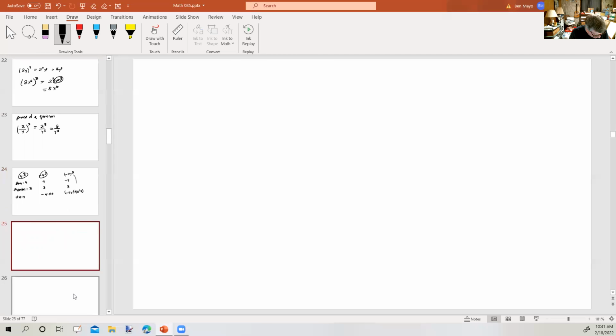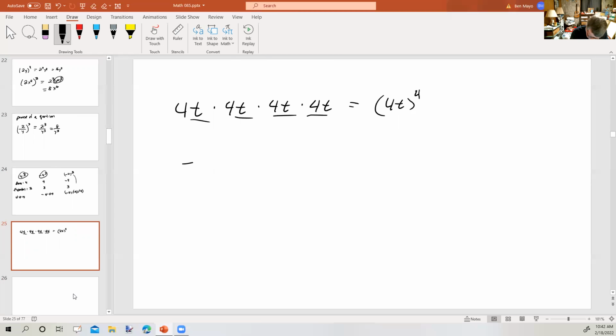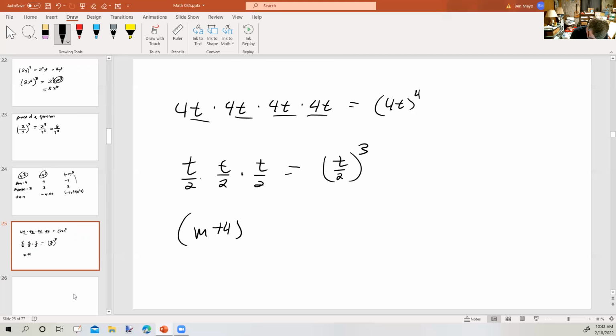This says write each expression in an equivalent form using an exponent. So let's say we've got 4t times 4t times 4t times 4t. That would be 4t, the quantity raised to the 4th power. Or how about this? t over 2 times t over 2 times t over 2 would be t over 2 to the 3rd power. m plus 4 times m plus 4 would be m plus 4, the quantity, squared.